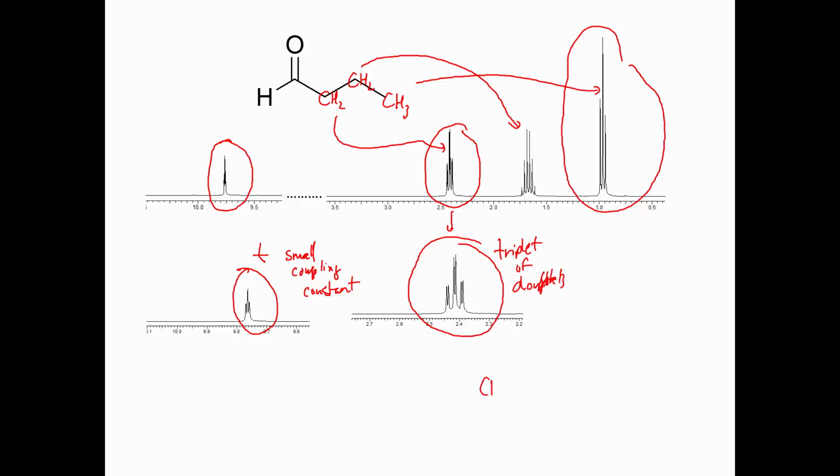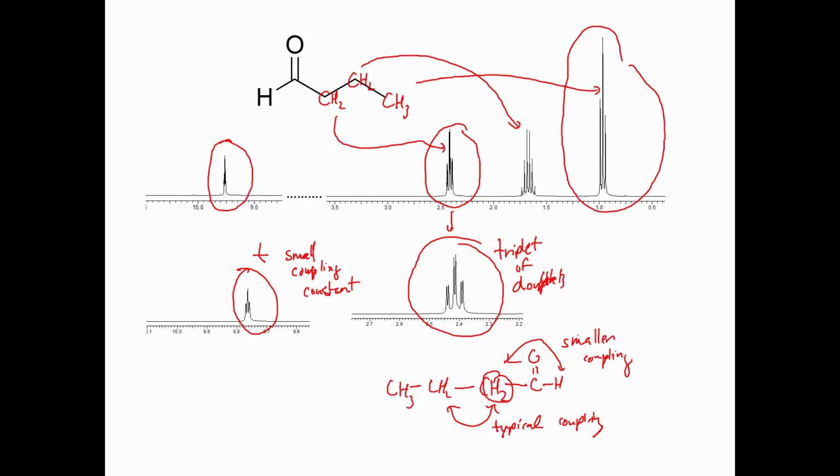And this is because when we look at this proton here, it has a typical degree of coupling there, but a much smaller coupling between here. So this results in a situation where we're not going to follow the n+1 rule perfectly.